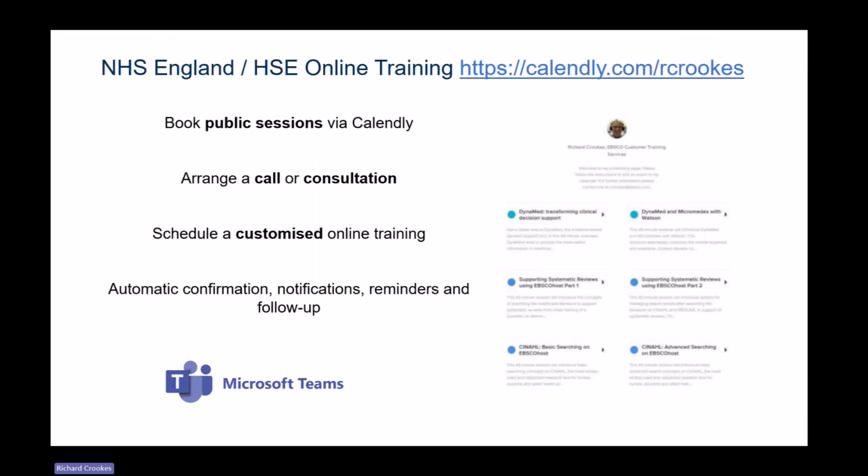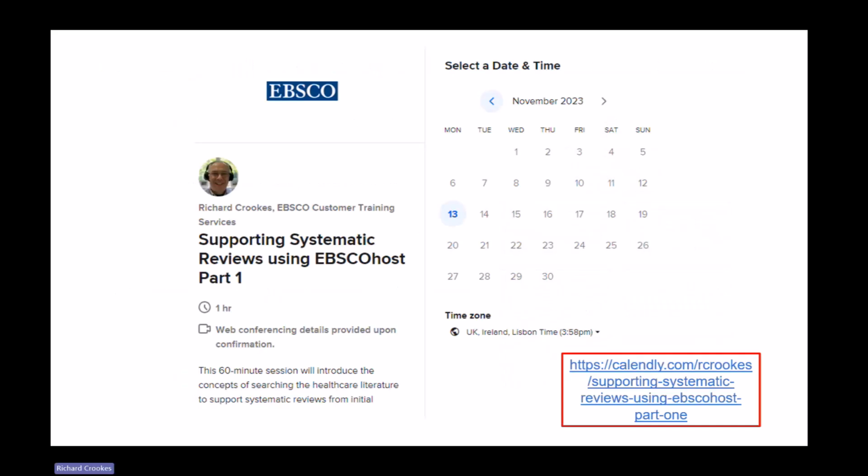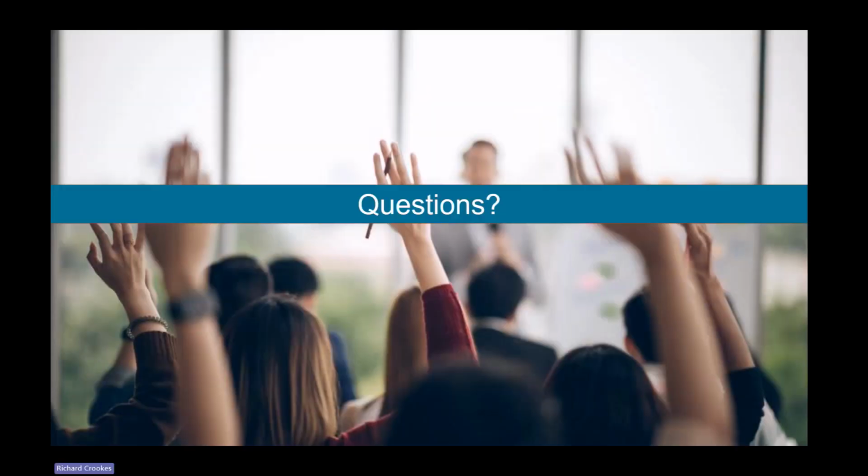And of course, I have my Calendly page for additional trainings. You can book the public sessions that I run, such as this one, as you've done. You can arrange a core consultation with me. You can also schedule a customized online training as needed. So there are automatic confirmation notifications, etc. These are run on Teams, but for the customizable ones, you can request Zoom as well. This is an example, supporting systematic reviews using EBSCO, Part 1. This is the searching, and this will cover the likes of proximity search operators, wildcards, truncation, and so on. So again, you can select that in your own time as needed.